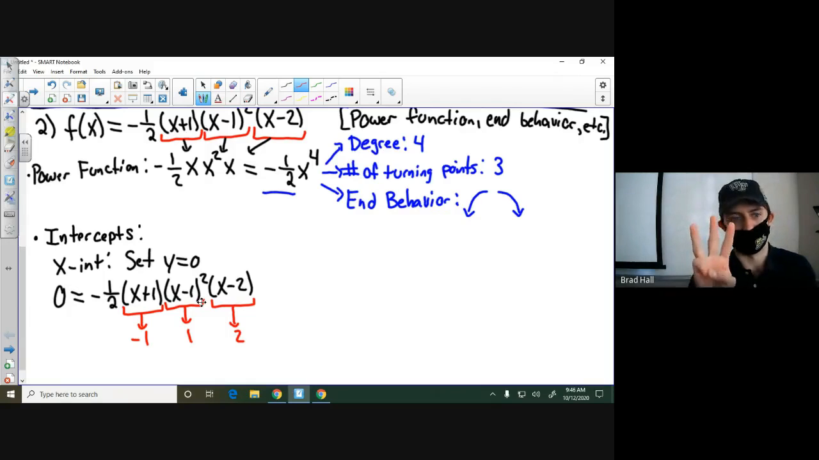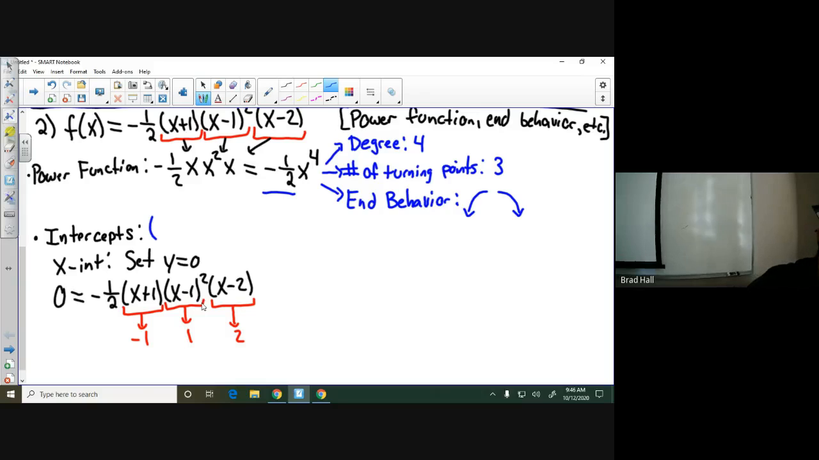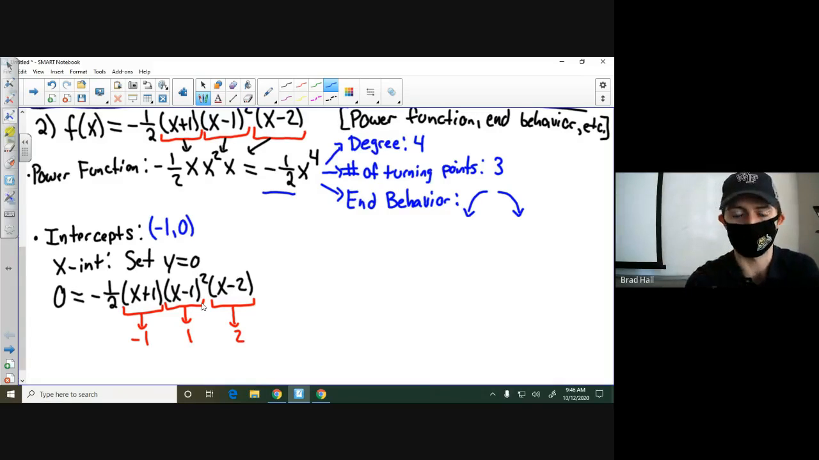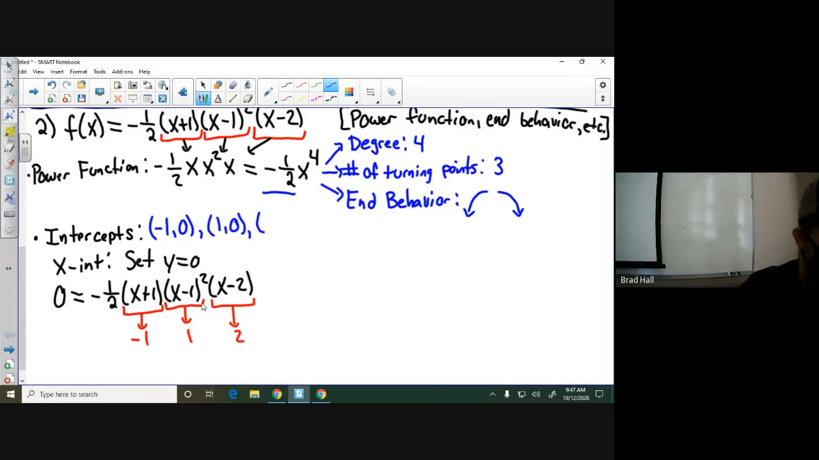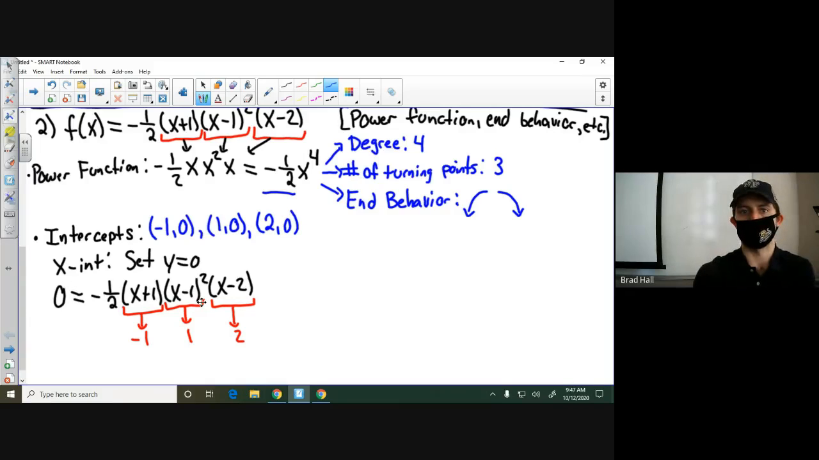So we have 3 x-intercepts now that we got from each factor. So I'm going to write down these intercepts. Let's see. -1, 0. So I'm writing them down as ordered pairs. These are points that we can physically plot on the graph whenever we get to that part. So -1, 0, and then 1, 0 because we found a 1, and then 2, 0 because we found a 2 as well. So those are our x-intercepts.